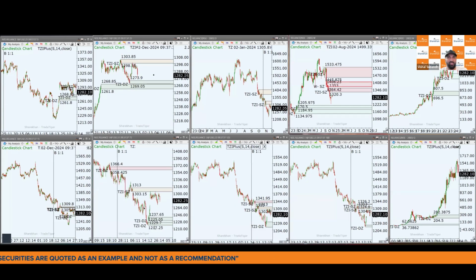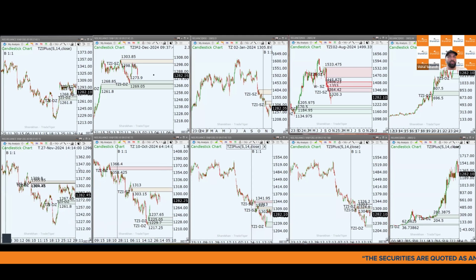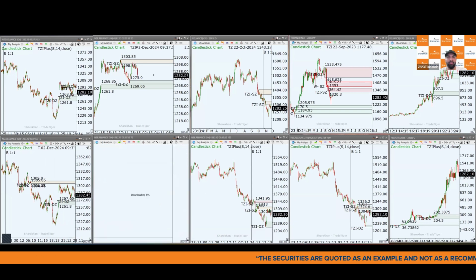And once price gets back into this 1237, 1217 handle, then we might see a potential trend continuation to the upside. But till then, because the weekly demand zone is in control of price, just be careful on shorting this in the long run. Let's move on to the next stock, HDFC Bank.